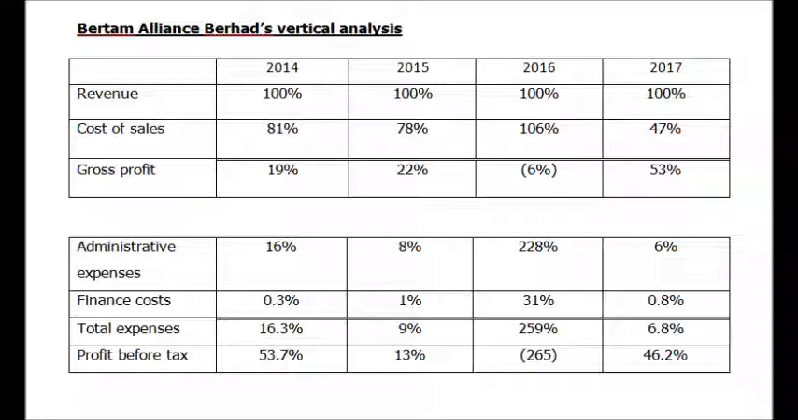However, in year 2016, cost of sales spikes to 106% of sales. That's driving a significant decrease and it makes negative gross profit.